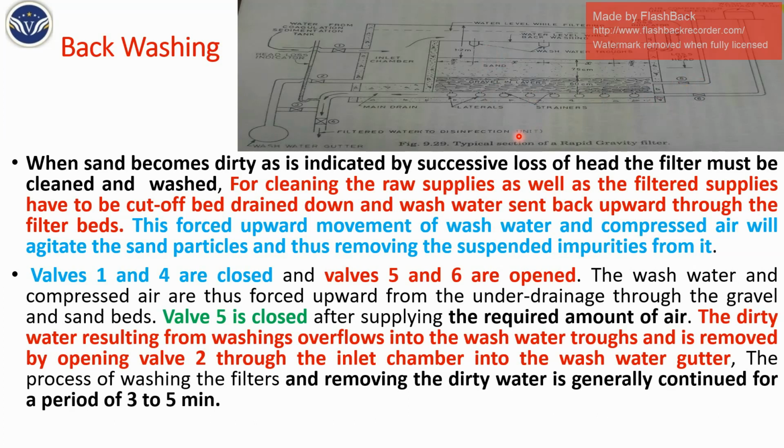Now the dirt, the coagulated dirt which is coming out, has to be removed. That will be removed through valve number 2. You are opening valve number 2, and from here you are removing the dirt. That wash water is sent to the gutter itself, and this process continues for 3 to 5 minutes until all the dirt has been removed.